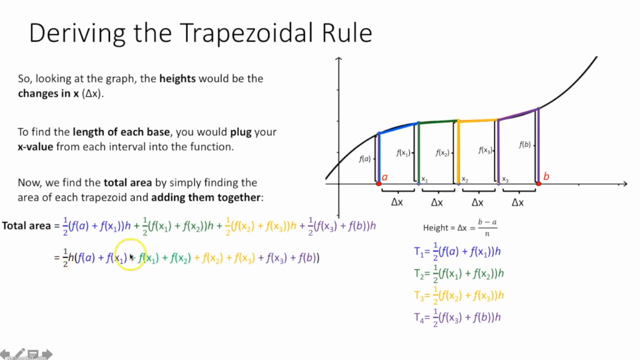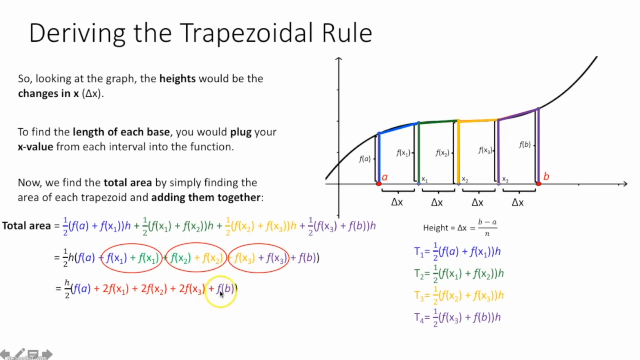The next cool thing that happens is that each trapezoid actually shares a side. The blue and the green trapezoid share this side. The green and the yellow trapezoid share this side. The yellow and the purple trapezoid share this side. So I can actually combine f of x sub 1 and f of x sub 1, and I get 2 f of x sub 1. Same thing here. f of x sub 2 plus f of x sub 2 is 2 f of x sub 2. And then f of x sub 3 plus f of x sub 3 is 2 f of x sub 3.